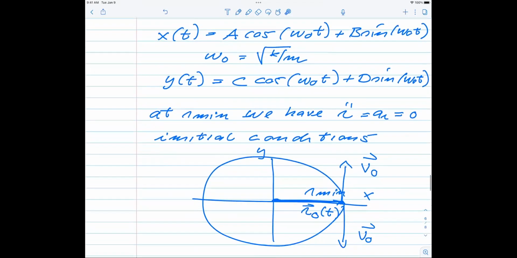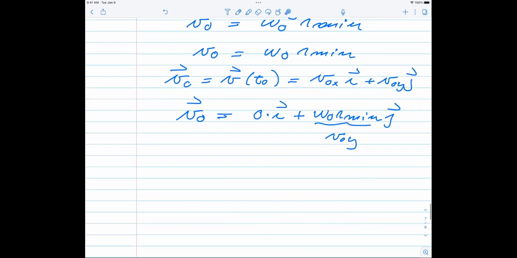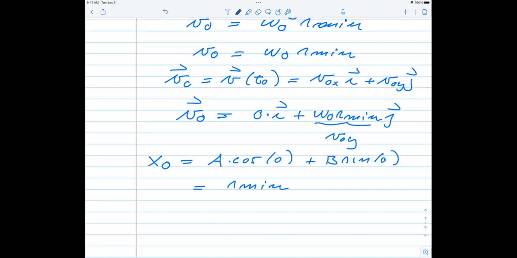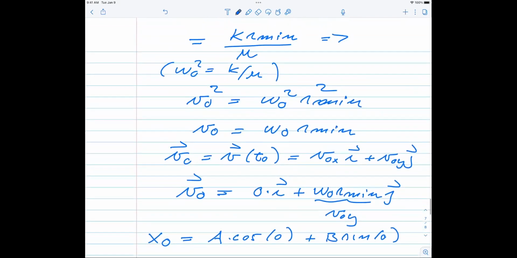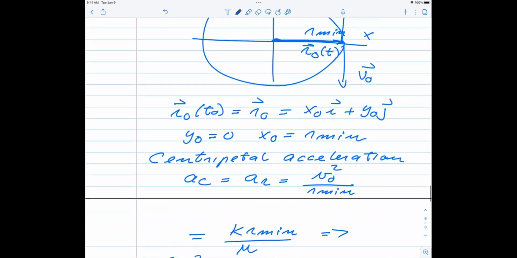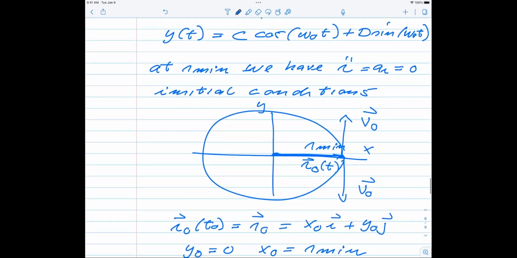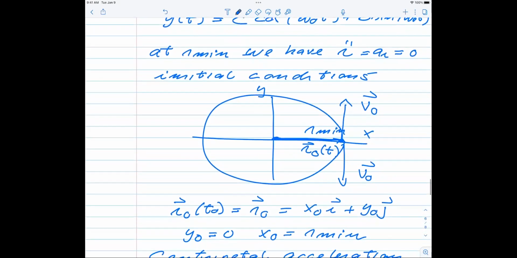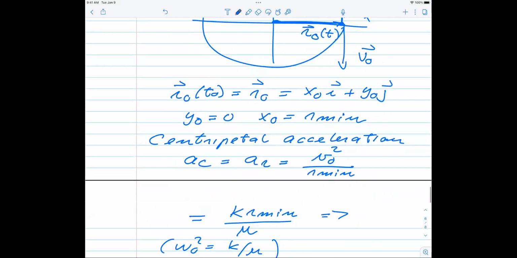So let's see what we get when we plug in these equations here. What we have now is that x of 0 is obviously equal to a times cosine of 0 plus b times sine of 0, which is obviously 0. And this is the same as r min, because we chose the initial condition in the x and y direction so that x0 is r min and y0 is put to 0. So this is just reflected in the graph which we have here.